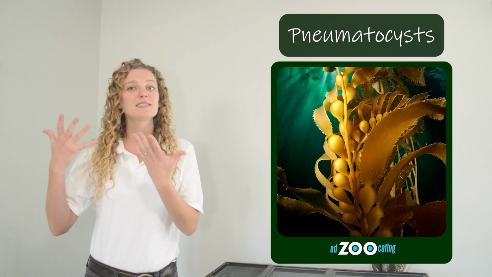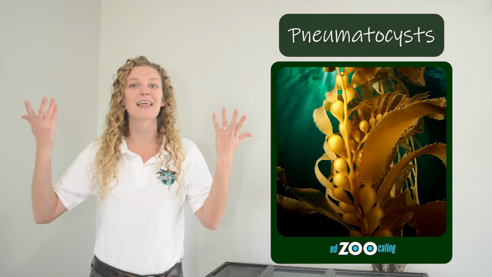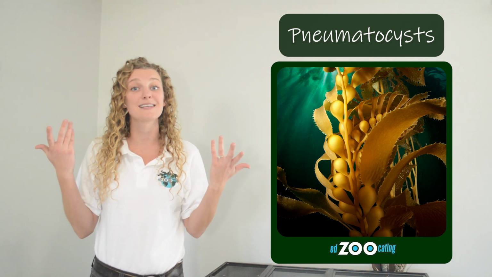And the kelp grows upward because throughout the kelp are these bubbles that are filled with gases. We call them pneumatocysts. And because gas floats, it kind of pulls the kelp up toward the sunlight so that it can grow toward the surface.